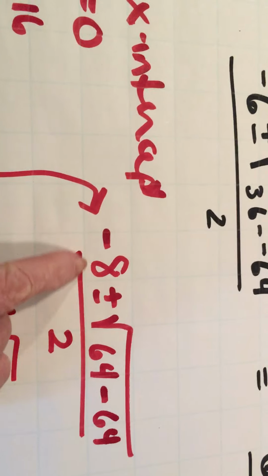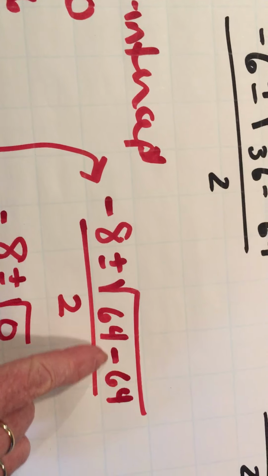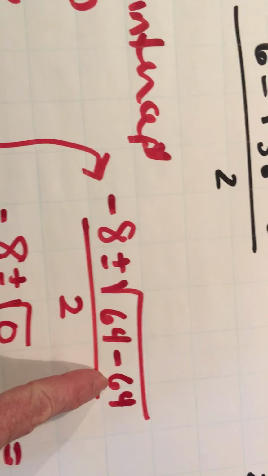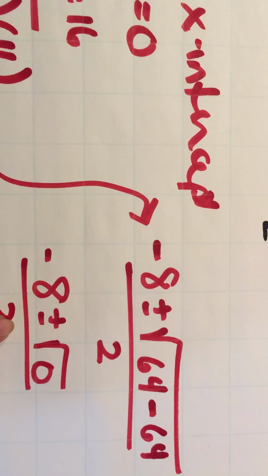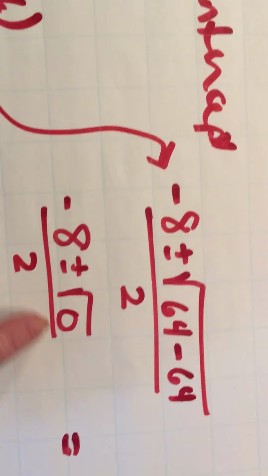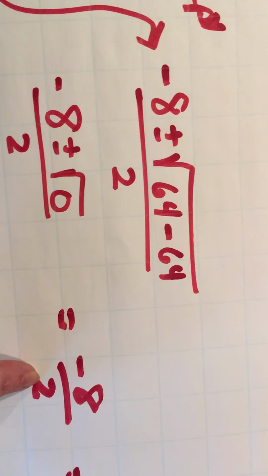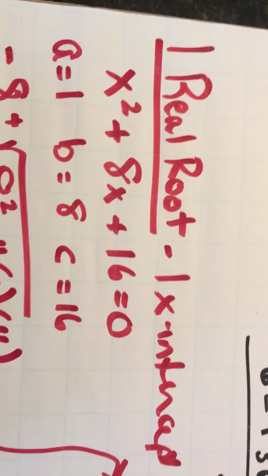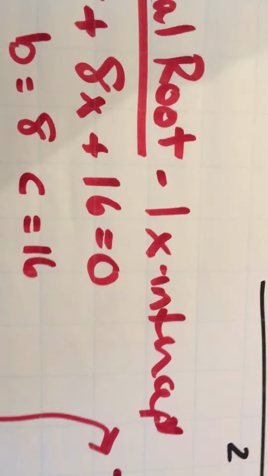So we have negative 8 plus or minus 8 squared, which was 64. 4 times 1 times 16 is also 64. So you have 64 minus 64, which gives you negative 8 plus or minus the square root of 0 over 2. Square root of 0 is 0, so you only have one answer this time, negative 8 divided by 2. So sometimes there's only going to be one x-intercept. Sometimes there's 2, sometimes there's 1, sometimes there's none. Okay? Next problem.